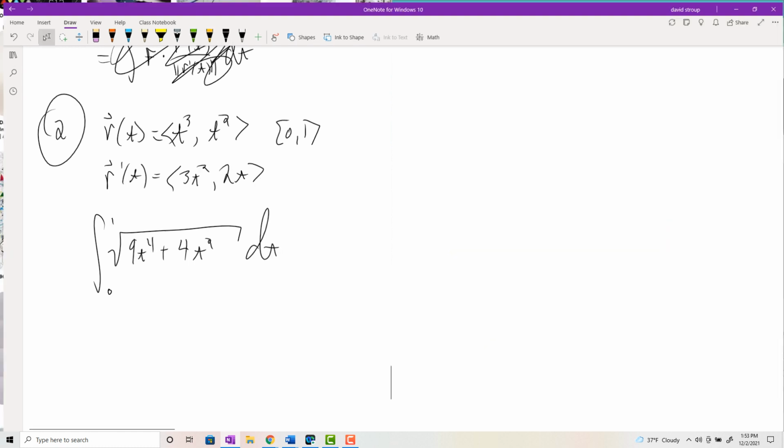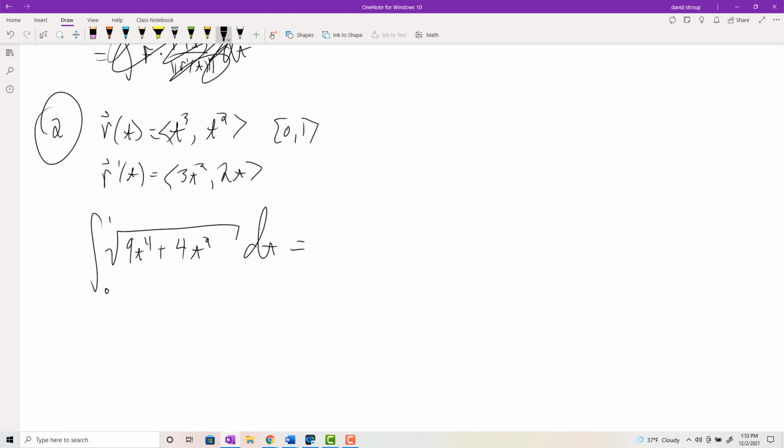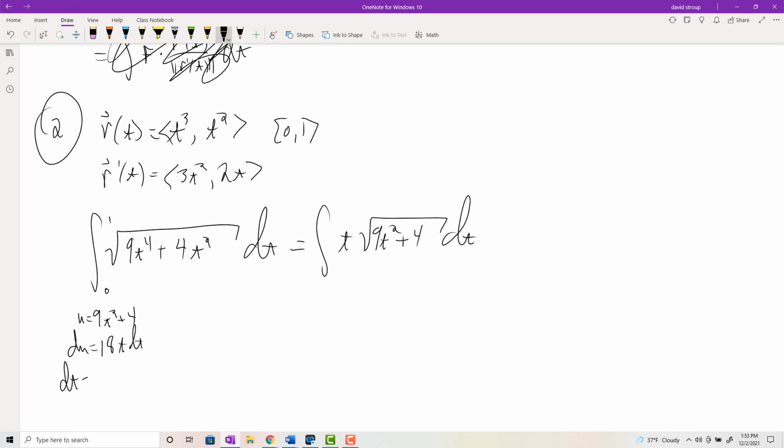And now it's just an integral. So you can factor out the t squared. The square root of t squared is just t. So you get t times the square root of 9t squared plus 4 dt. Then you could do a u sub if you want. du is 18t dt. So dt is du over 18t. So the t will go away. You'll have a constant of 1/18. And then you're integrating u to the 1/2 du.